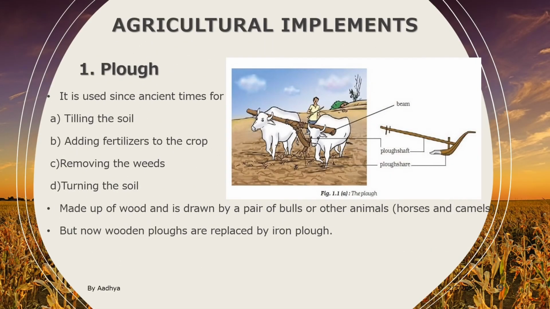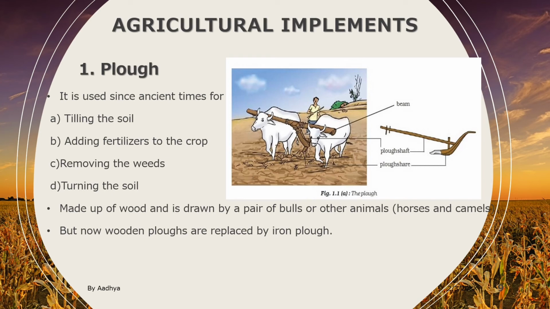So now, the agricultural implements used for preparation of the soil. The first one is the plow. It has been used since ancient times for tilling the soil, adding fertilizers to the crop, and removing weeds. And because of its structure, you can remove the weeds easily. The next use is turning of the soil.